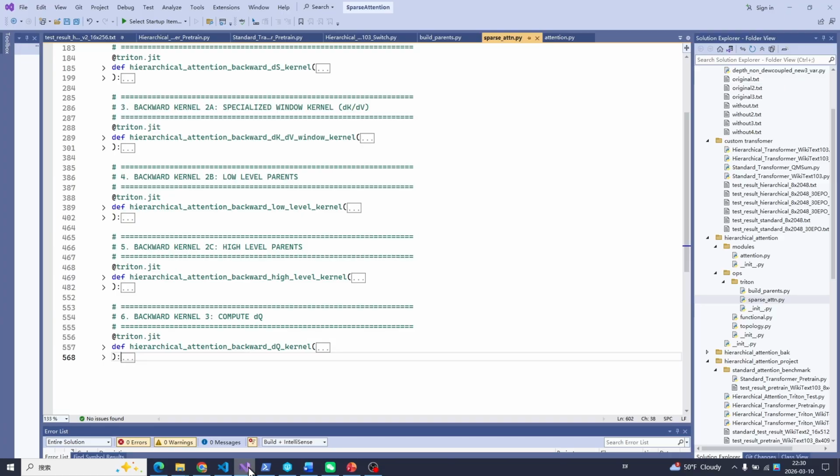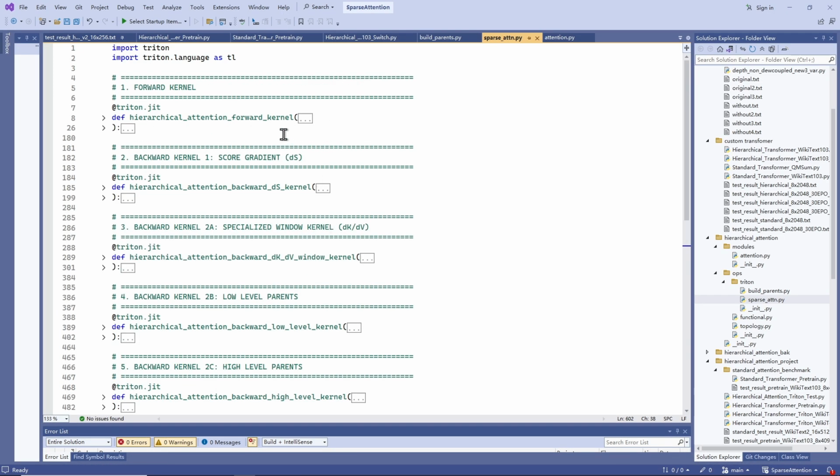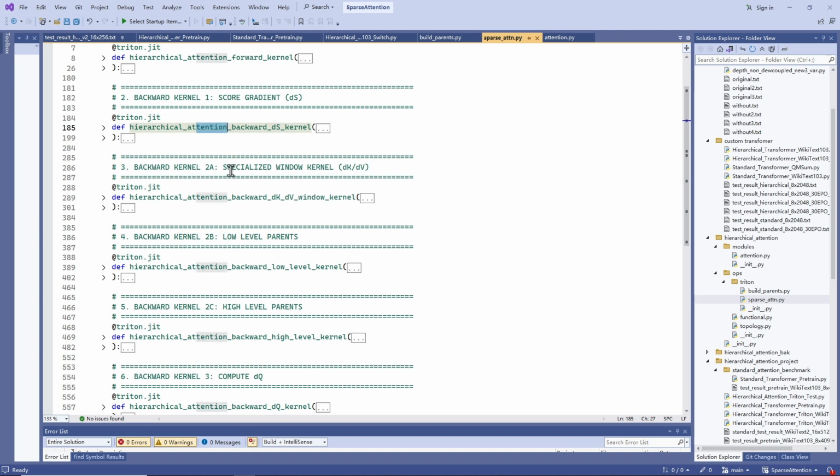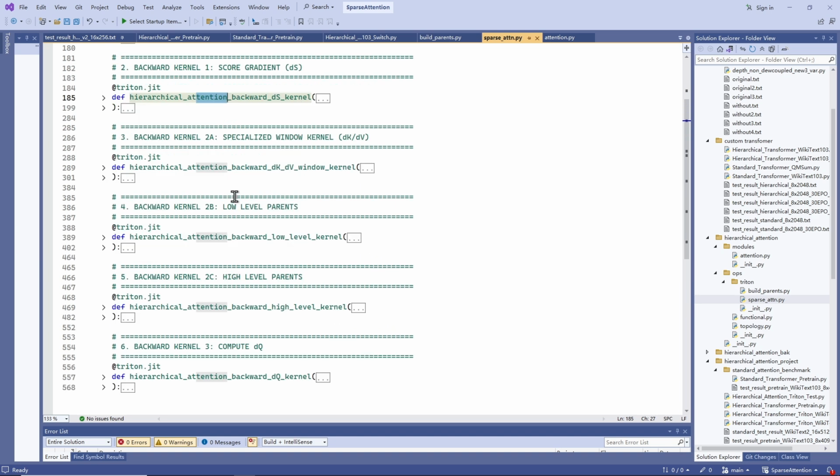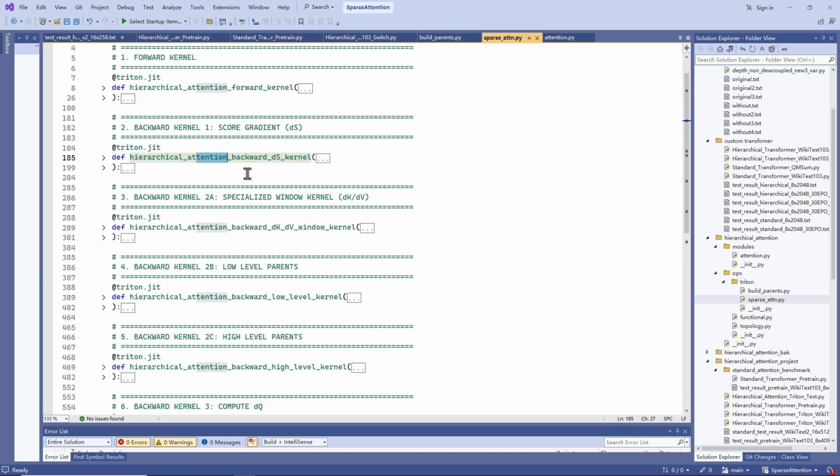So let's look at the code of the Triton kernel implementation. You can see here we only have one forward kernel, but we have five corresponding backward kernels. Each one has a different gradient calculation process.